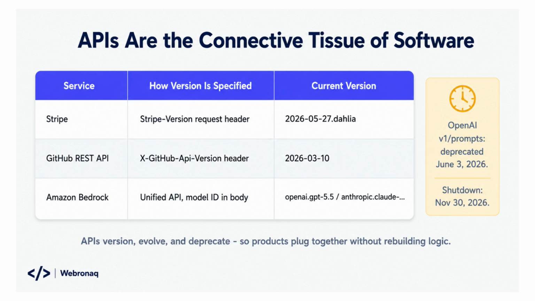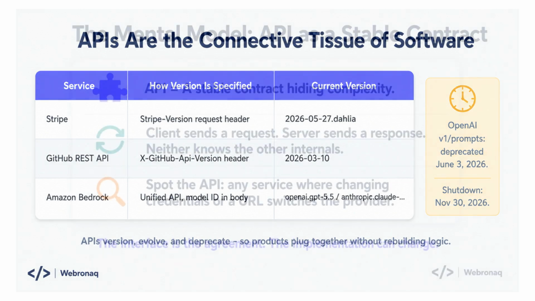Amazon Bedrock lets you swap between Anthropic, Meta, and now OpenAI models just by changing the model ID in your request. Same API, totally different AI underneath. And APIs don't last forever. OpenAI announced on June 3rd that its v1/prompts endpoint is deprecated, with a shutdown date of November 30th, 2026. APIs evolve, version, and retire. Teams that understand this build software that plugs into any service cleanly, without rewriting everything when the underlying system changes. And that brings us to the big mental model we want you to walk away with.